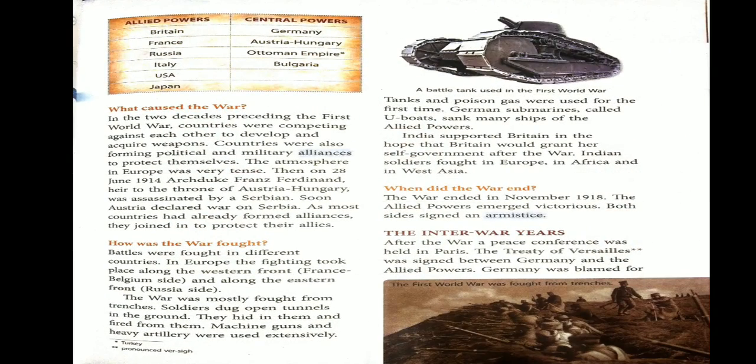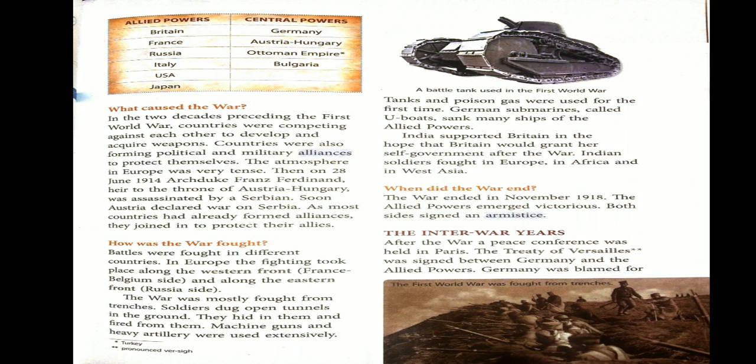The First World War, also called the Great War, lasted from 28th July 1914 to 11 November 1918. Many countries were involved in it. It was fought between the two blocs, the Allied powers and the Central powers. Allied powers consisted of countries like Britain, France, Russia, Italy, USA, and Japan, and Central powers consisted of countries like Germany, Austria-Hungary, Ottoman Empire, and Bulgaria, etc.